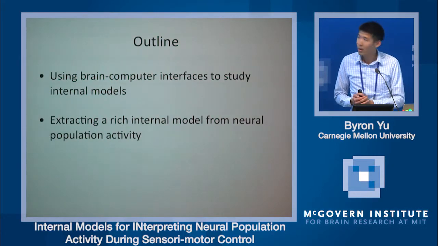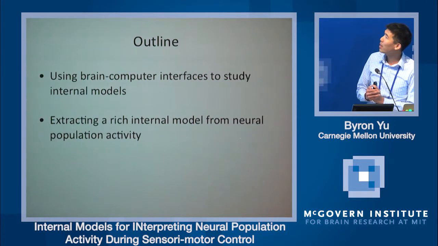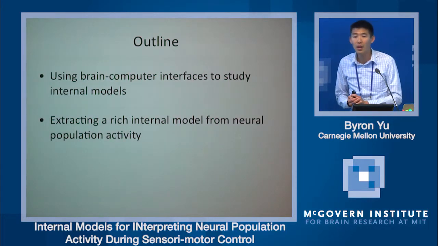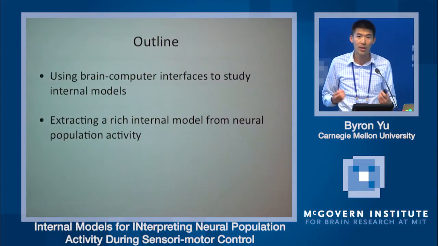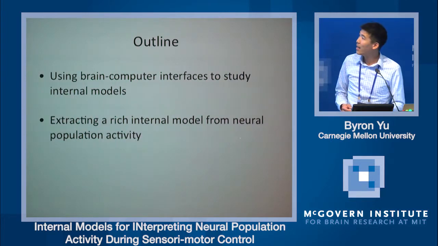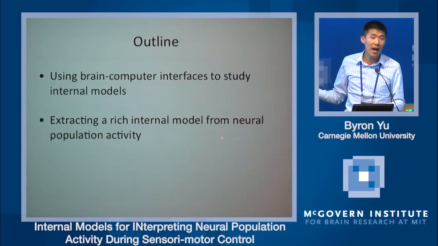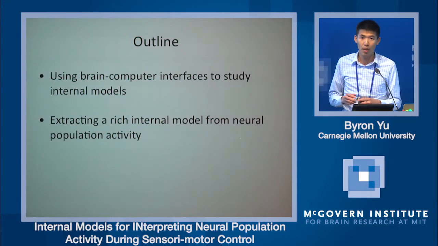So the outline here is there's two parts. First, I'll talk about using brain-computer interfaces as a tool for studying internal models. And then next, I'll talk about extracting a rich internal model from neural population activity.